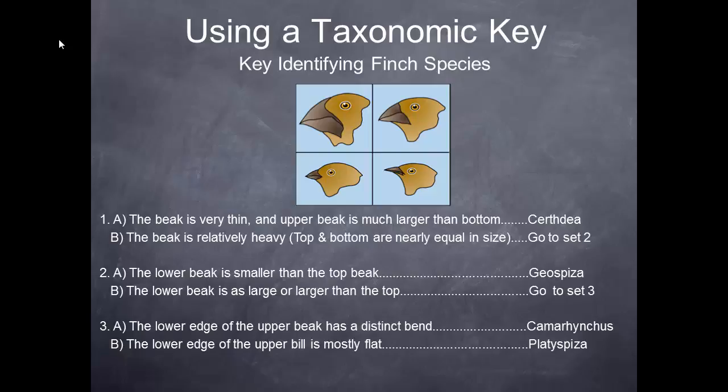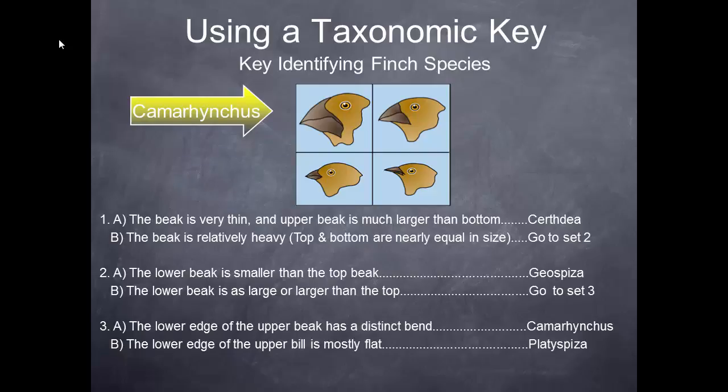Go to set 3. The lower edge of the upper beak has a distinct bend, or the lower edge of the upper bill is mostly flat. So does it have a distinct bend here? Yeah, it's A. It does have that bend here. This is a Camarhynchus bird.